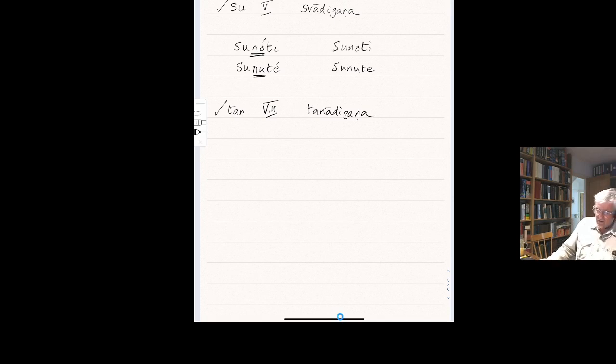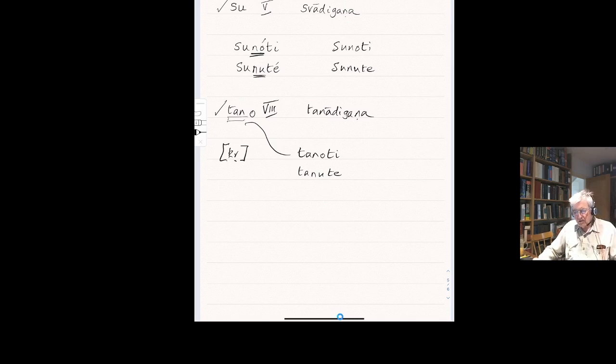The tan class actually looks exactly the same as the su class, with one exception of kri, which is a slight oddity. With that one exception, all of the members of this class end in the letter N, and they add the O. So you get tanoti and tanute.